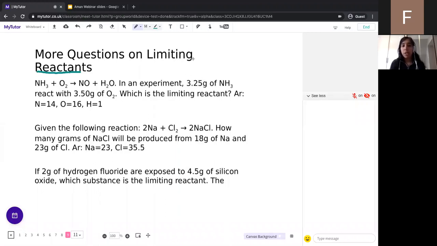3.25 grams of ammonia. So if we look at one of them then, the moles of ammonia will be 3.25 divided by the MR of ammonia. So the MR of ammonia is 14 plus 3. That's because hydrogen is 1, but there's 3 hydrogens, so it's 14 plus 3. So what's 3.25 divided by 17? What's the number of moles of ammonia then?